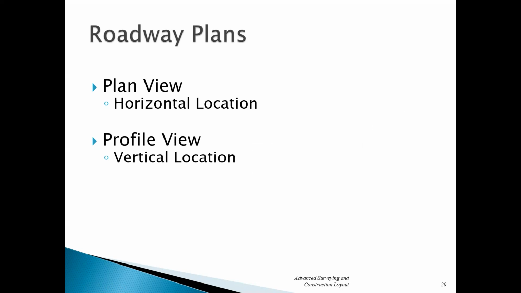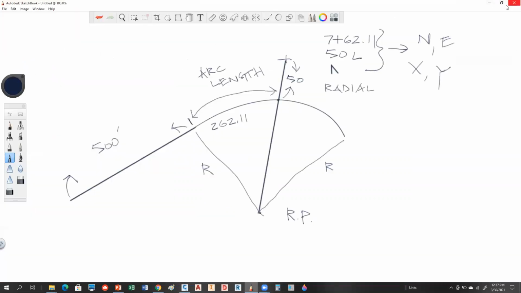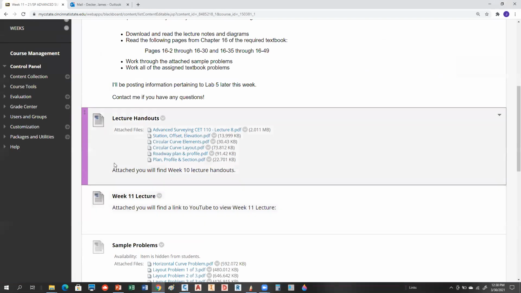I want to show you some things like plan view plans and profile view plans. Okay. So I'm going to switch over to my Blackboard site, and you guys might want to also open up these drawings. I have out here under your lecture handouts a roadway plan and profile sheet right there.